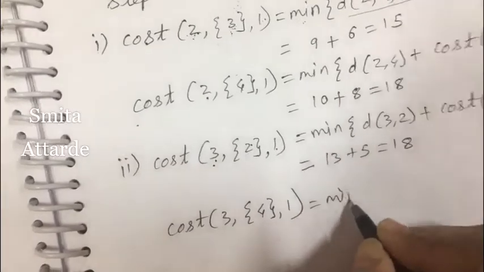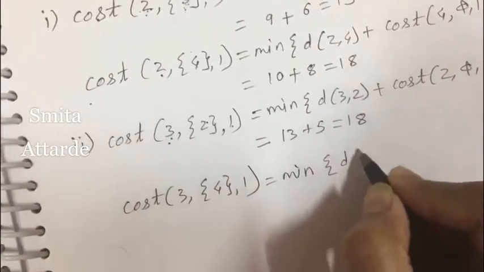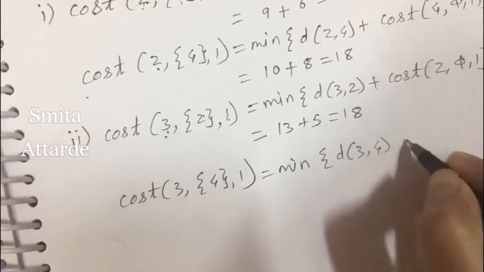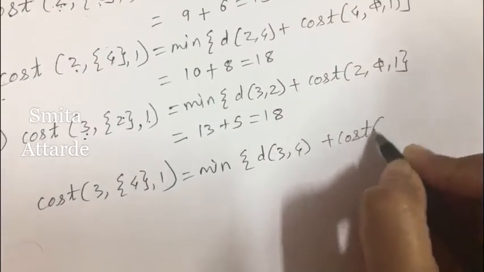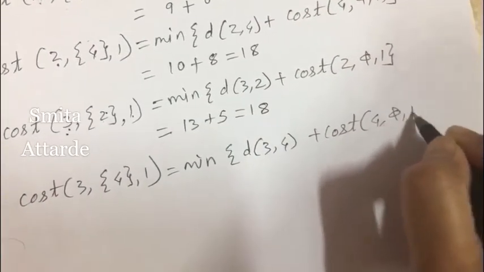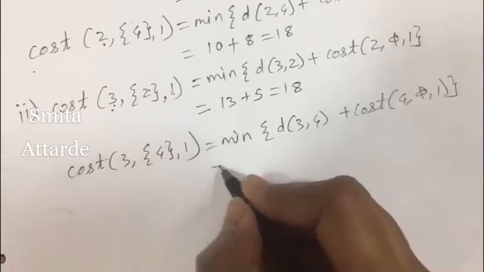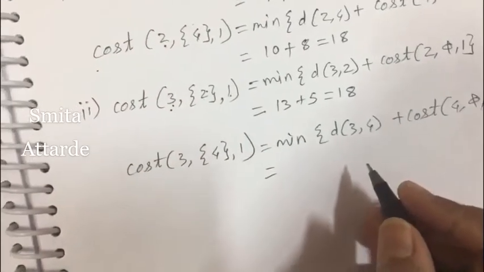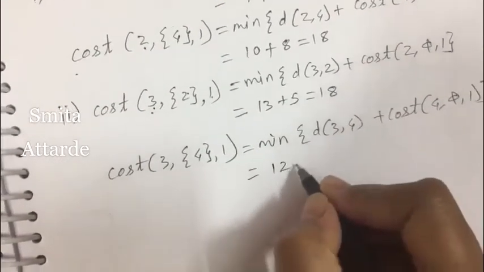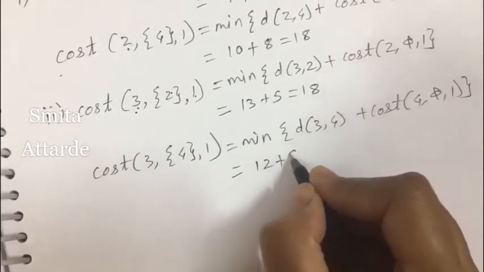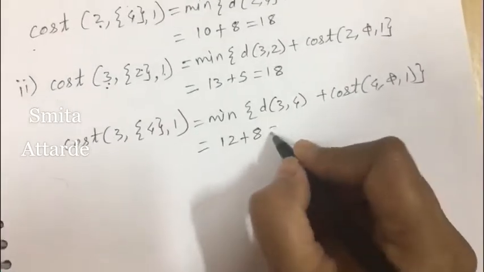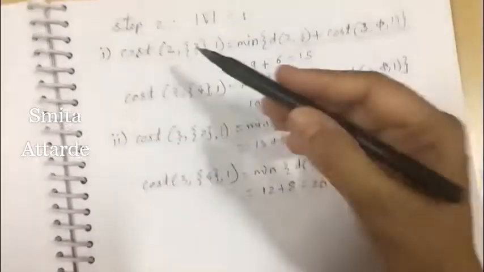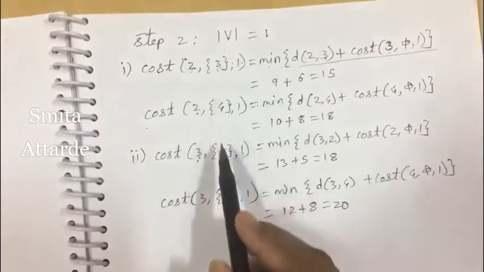So again this formula, min of distance of 3 4 plus cost of 4, null, 1. So this we get as 12 plus, what is that value, 8. So we get 20. So we have considered path from 2 to 1, path from 3 to 1.